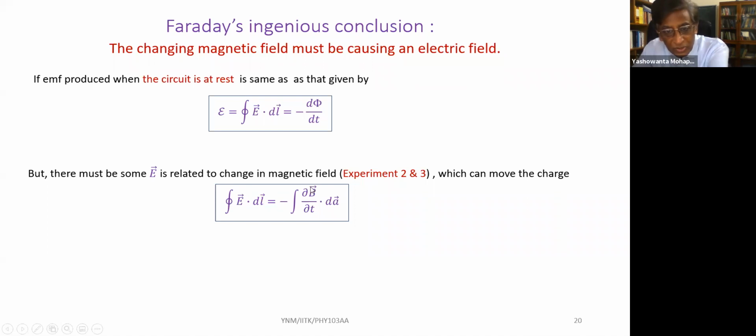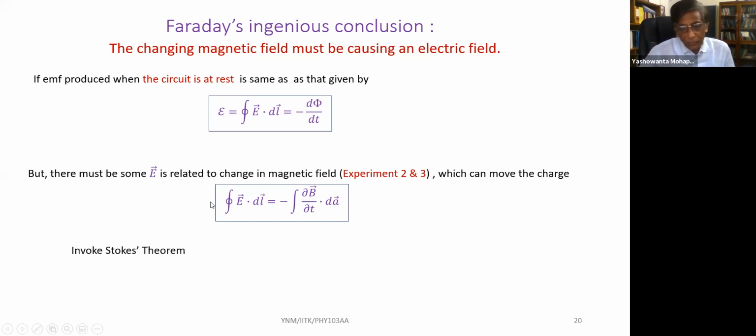equals minus the changing field through the surface, dB by dt dot dA. So it also looks like a change of flux, but for a different reason, not because of movement of the circuit, but because of the changing field itself. So it's an integral and it's a partial derivative. That is, I'm looking at the explicit dependence of B as a function of t. So that must be experiments 2 and 3.